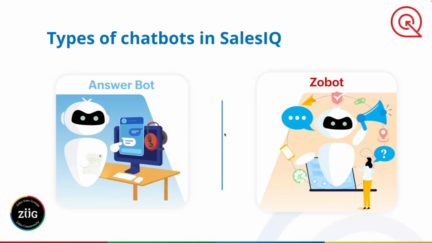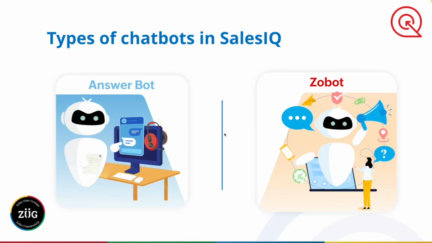On the other hand, we have Zobot. Zobot is a bot development platform to build compelling chatbots to automate customer interaction. You can program these bots to respond, act, and qualify customers based on your business. They can run on website, mobile application, Facebook, Instagram, and WhatsApp. So you can have one chatbot and deploy it across all these channels.